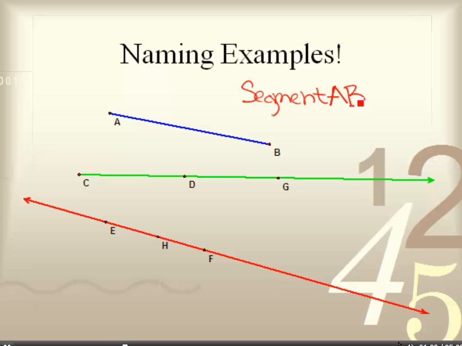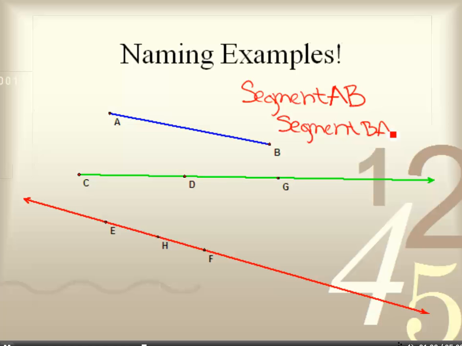Really, we don't care between the beginning and the end, so we could switch the order of that and also call that segment BA. Those are the only 2 names for starting at A and ending at B, or vice versa.